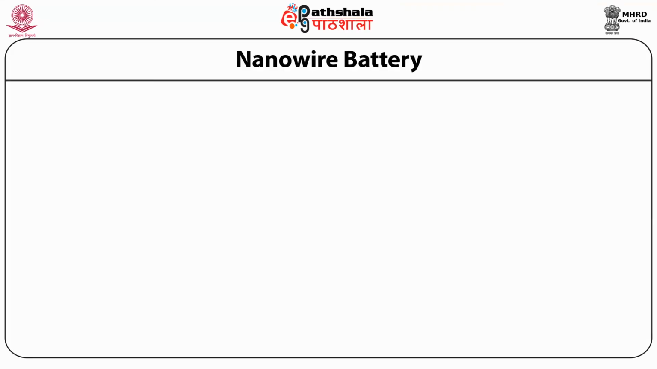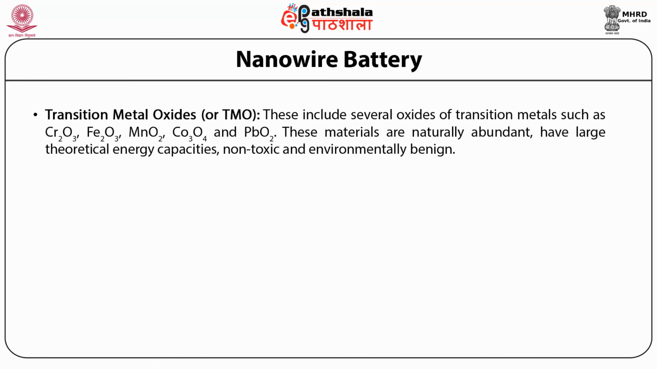Let us now discuss the transition metal oxides, or TMO. These include several oxides of transition metals such as Cr2O3, Fe2O3, MnO2, Co3O4 and PbO2. These materials are naturally abundant, and they have large theoretical energy capacities, and are non-toxic and environmentally benign.